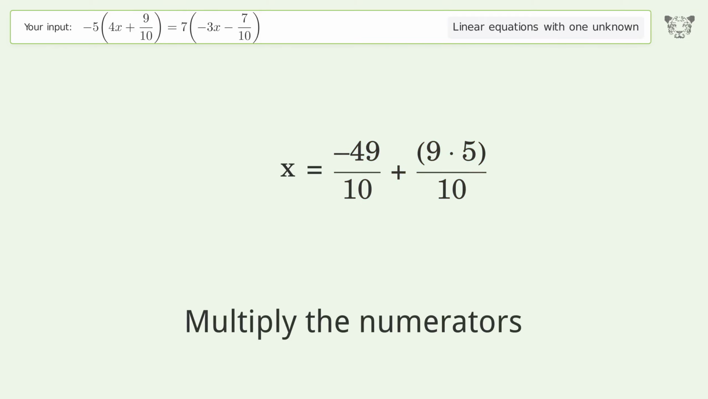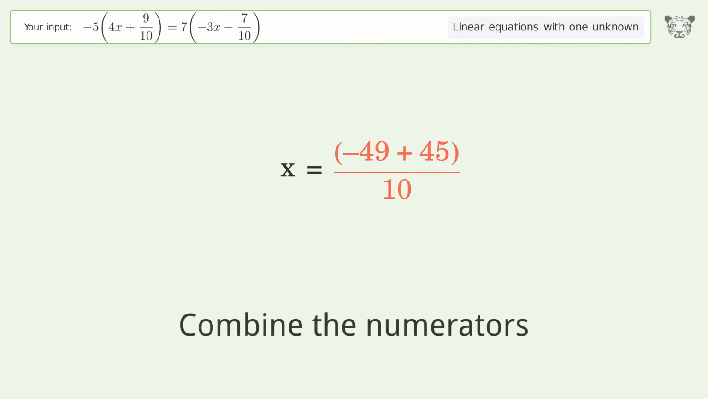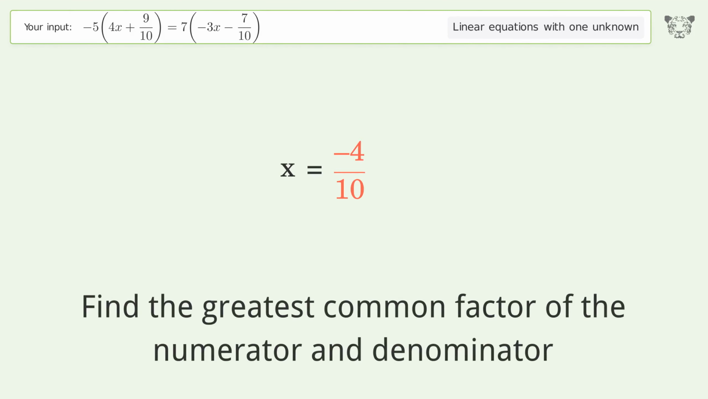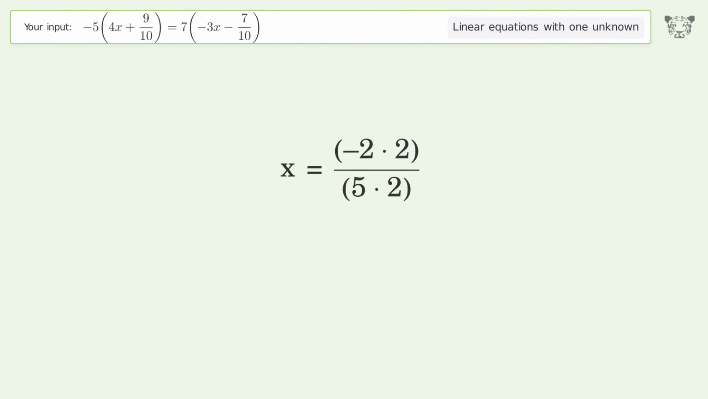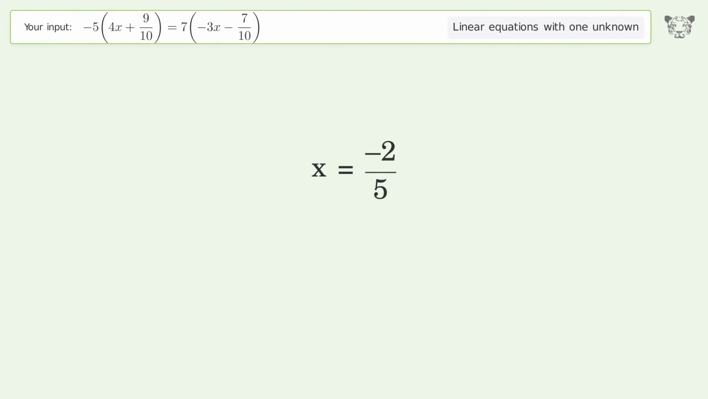Multiply the numerators. Combine the fractions. Combine the numerators. Find the greatest common factor of the numerator and denominator. Factor out and cancel the greatest common factor. And so the final result is x equals -2/5.